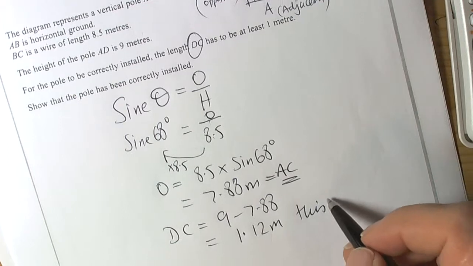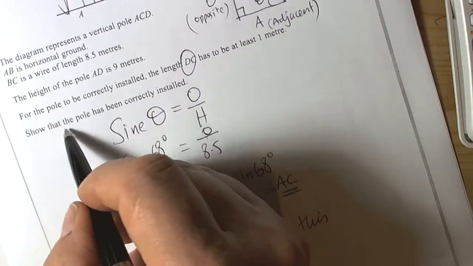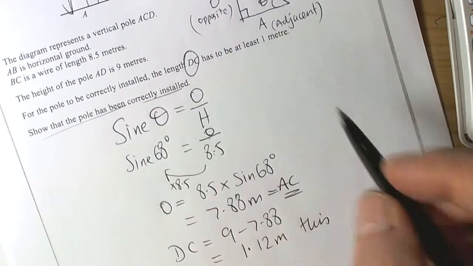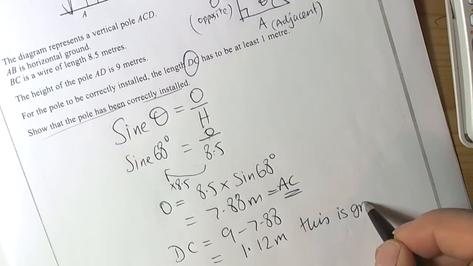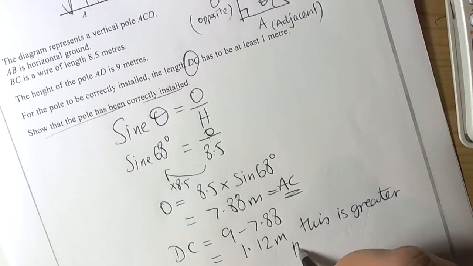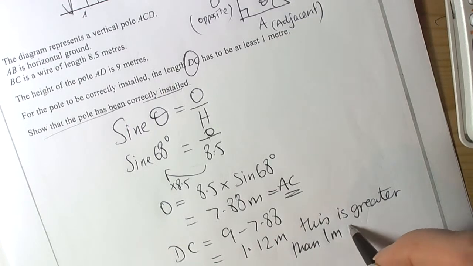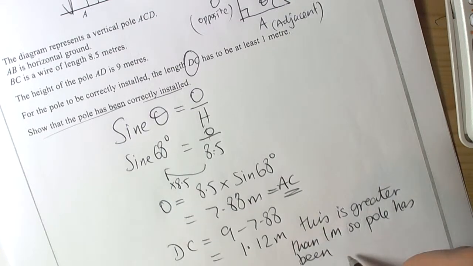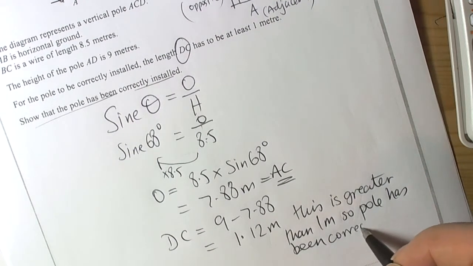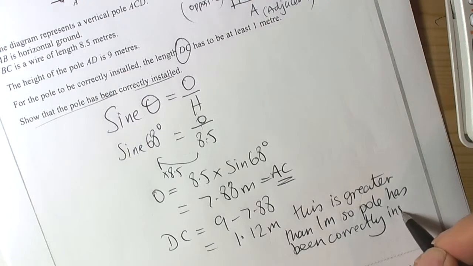It's a starred question, remember, so we must answer the question. It says show that the pole has been correctly installed. So we say 1.12 meters, this is greater than 1 meter, so pole has been correctly installed.